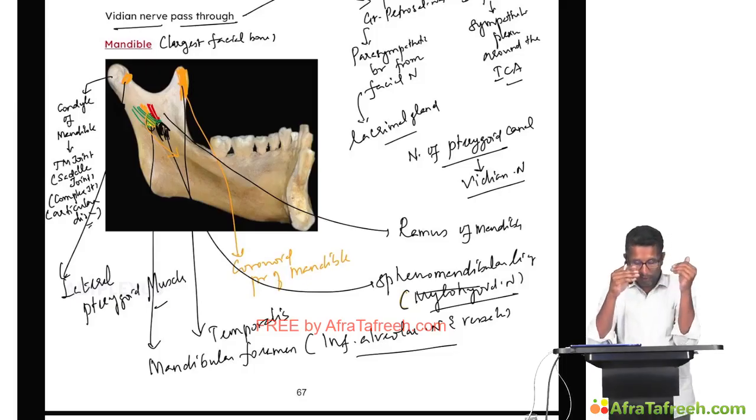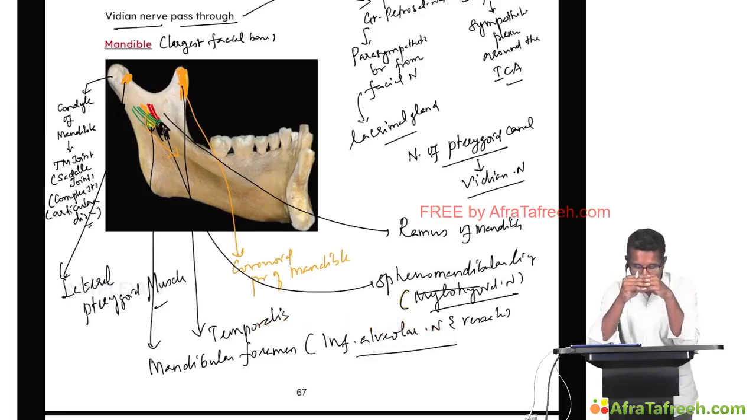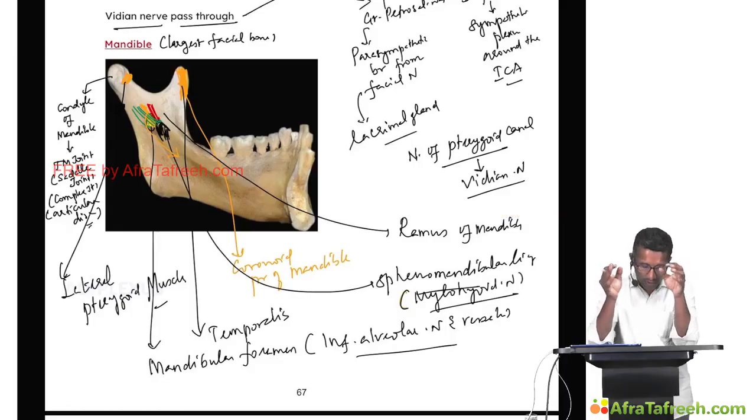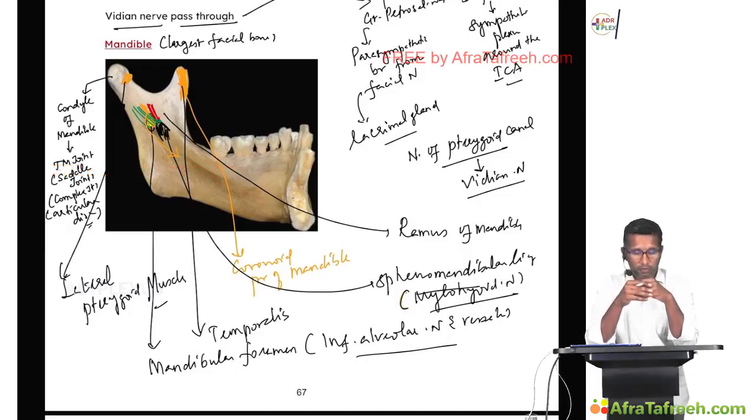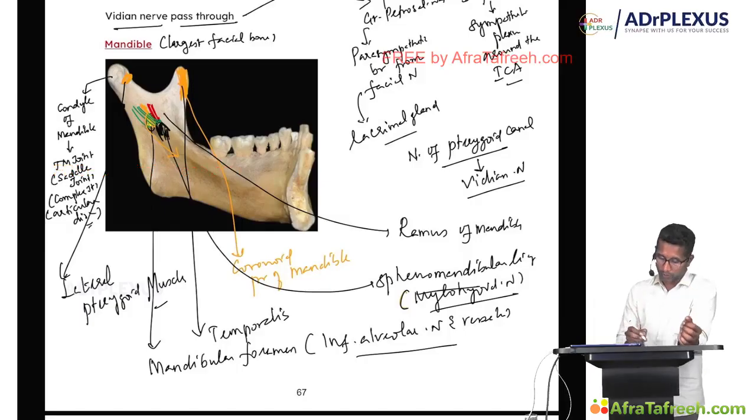You get a spine-like projection which is called the lingula of the mandible or the spine of the mandible. There is a ligament attached to that area. That ligament is covering the mandibular foramen, but a structure is piercing it and coming out. That structure is the mylohyoid nerve, which is a branch of the inferior alveolar nerve.